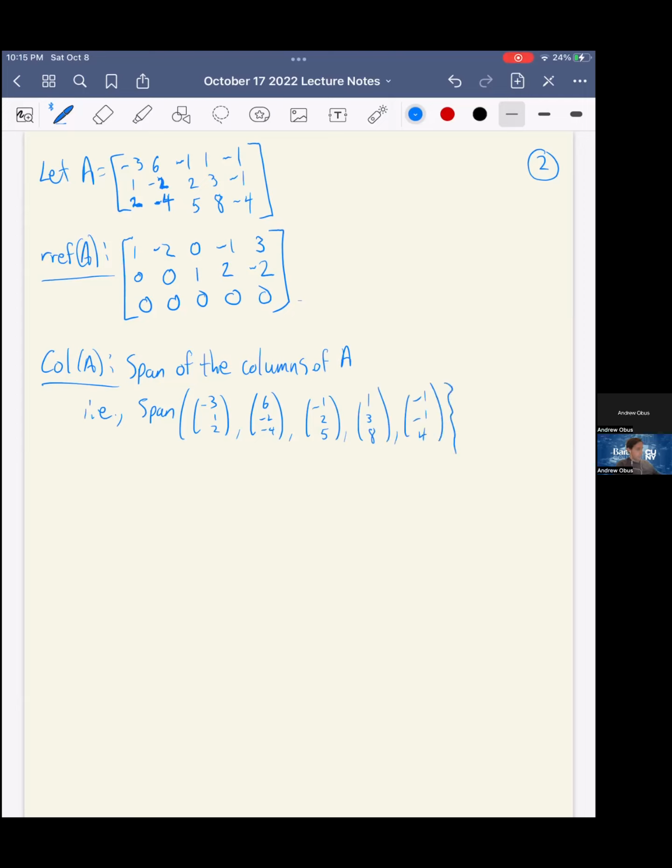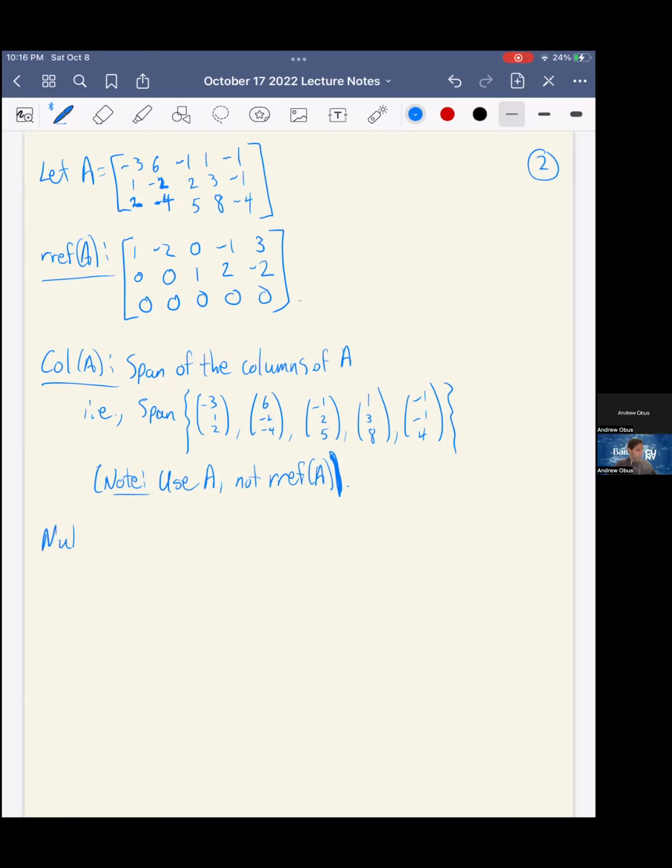Okay, this is the span of this set. Let me use curly braces. So this is the column space of A. You just write down all the columns of A, and their span is the column space. And an important note here, that we use A, not the row-reduced echelon form of A. Okay, so this is the span of the columns of A, right? This is the column space of A. You just write down the columns, and that's what it is.